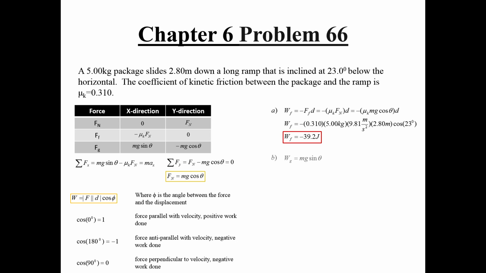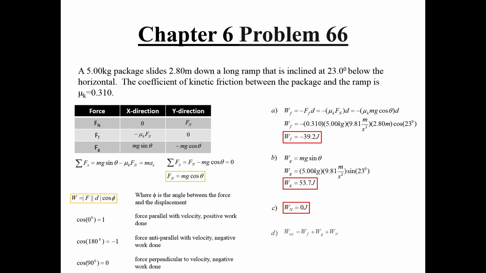The work done by gravity will be equal to mg sine theta times the distance. We only take the x component of the gravitational force because the y component will be perpendicular to the package's motion and will therefore do no work on it. Plugging in our values for m, g, and theta, we find that the work done by gravity is 53.7 joules. The same argument for the y component of the gravitational force applies to the normal force. Because the normal force is completely in the y direction, it will do 0 work on the package.